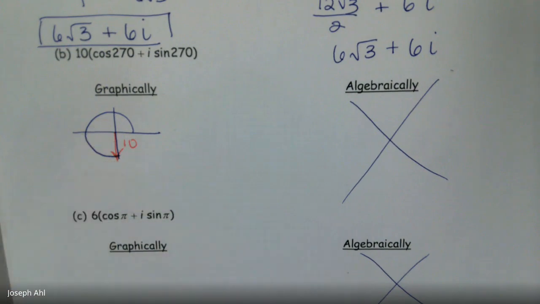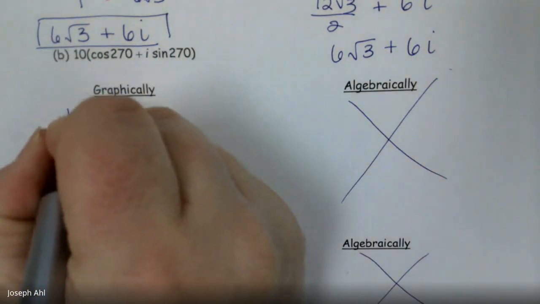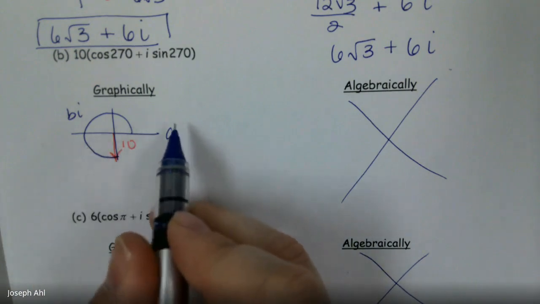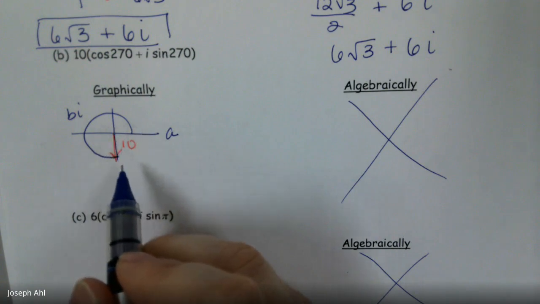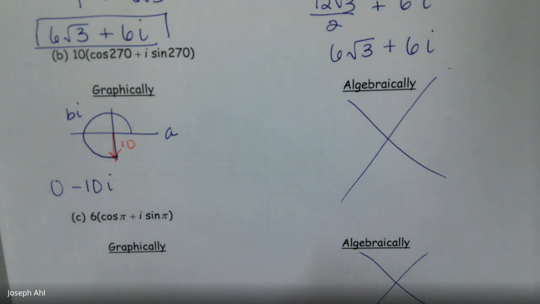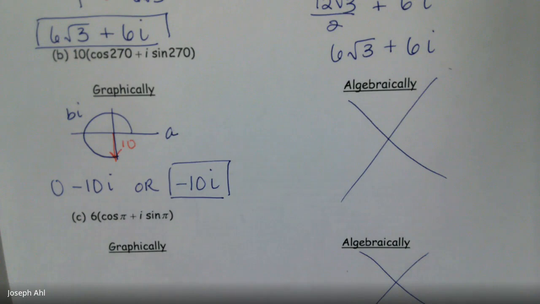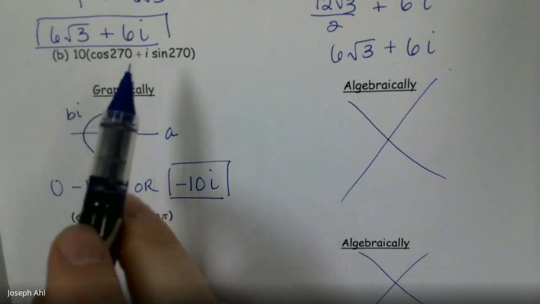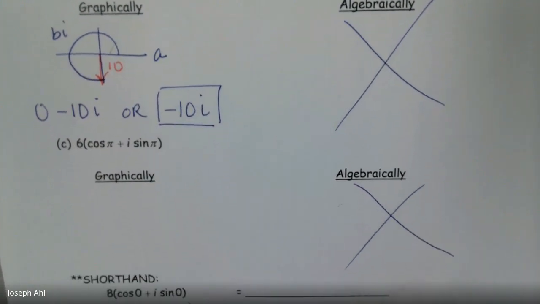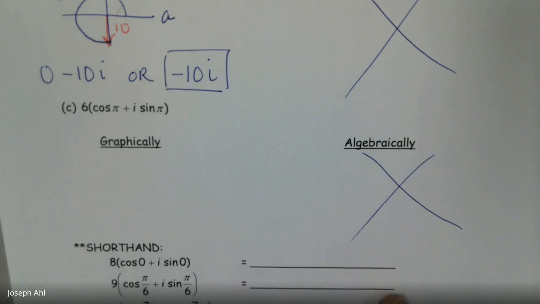So remember, if I want to write this in a plus bi form, a is the distance left or right, bi is the distance up or down. We're going straight down, so we don't have any left-right component. There's no a. If you're going down 10, the answer would be either 0 minus 10i, or more likely you would just see me write negative 10i as the answer there. So 10 cos 270 plus i sine 270 is equivalent to negative 10i. Algebraically, we can get there the same way.